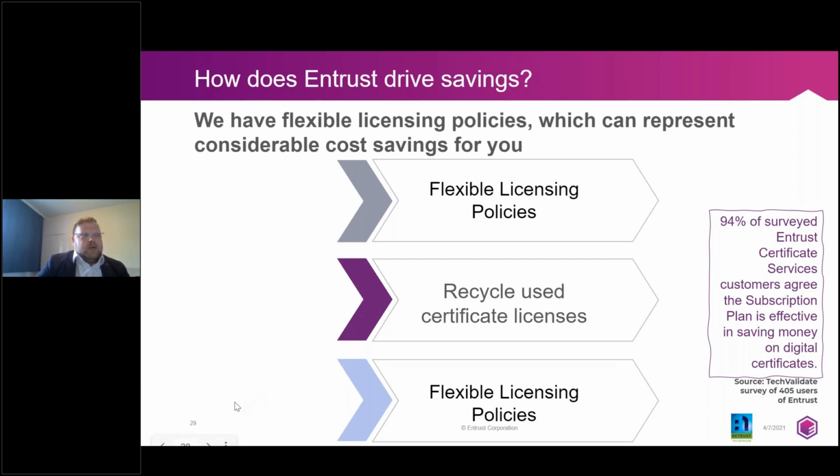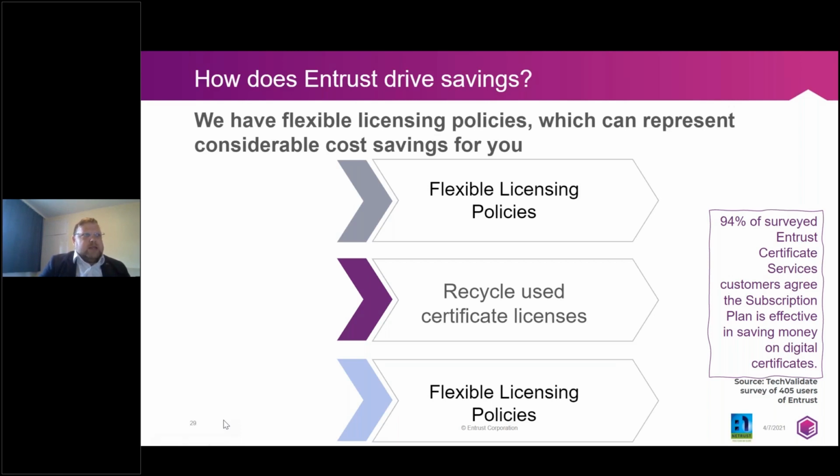However, one that I would like to highlight is our subscription model, which is actually one of our most cost-effective models. And it's a model where an enterprise can enter into a subscription over a period of time based on their specific requirements. As part of that subscription, a customer has access to a range of different SSL products to help the enterprise meet their different use cases.